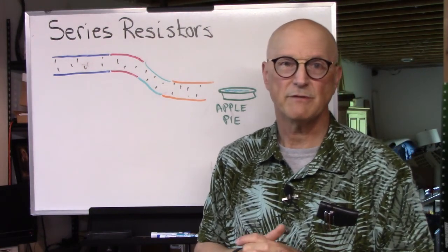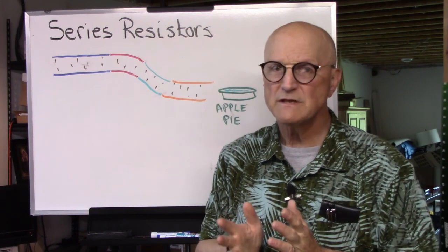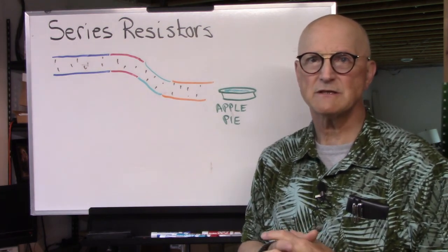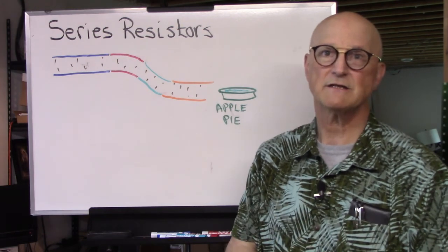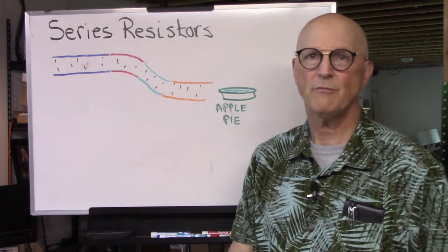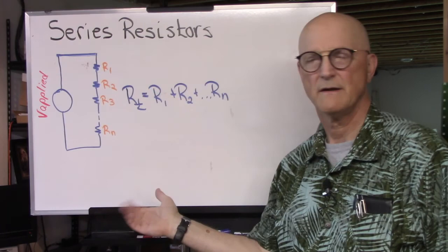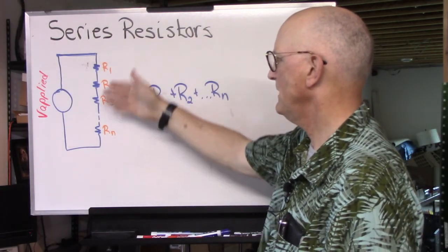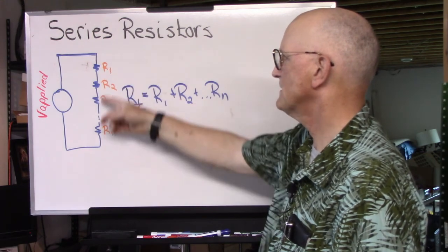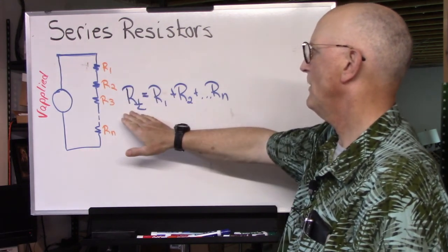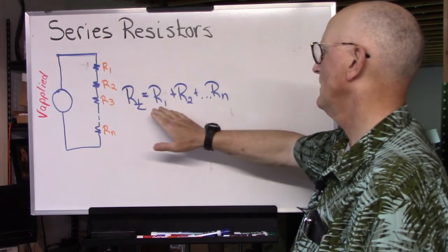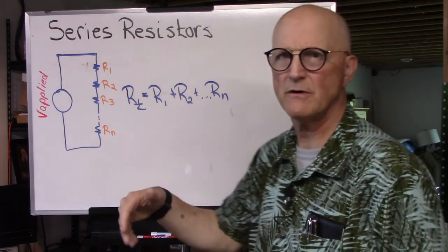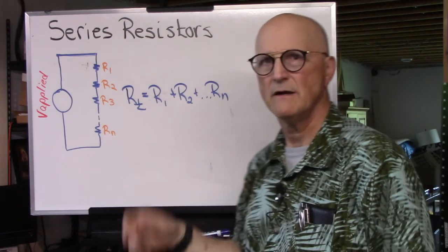There's no escape. So for some N resistors in series, the total resistance, again, I'm going to call this R sub T, may be found by the following formula. Simple as this. We have R1, R2, R3, and so on to Rn in series. The equivalent resistance is R1 plus R2 plus R3 plus R4 all the way to R sub N.